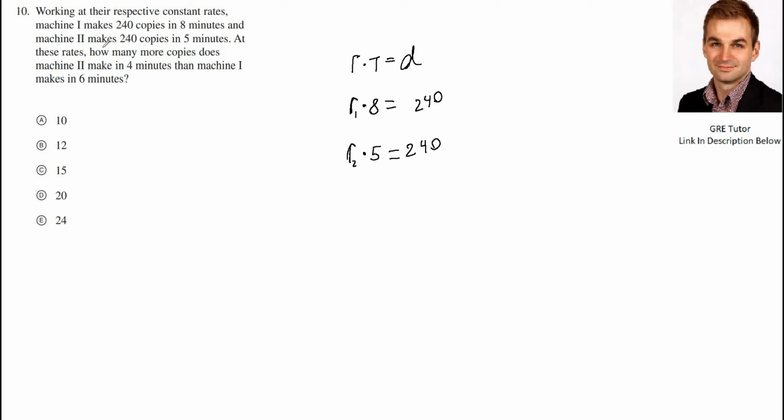At these rates, how many more copies does machine 2 make in 4 minutes than machine 1 makes in 6 minutes? Okay, so how do we do this? Well, let's start by finding out what their rates are. Rate 1 is equal to 240 divided by 8. 8 goes into 24 3 times, with a remainder of 0, so it is equal to 30. So rate 1, machine 1, makes 30 pages per minute.